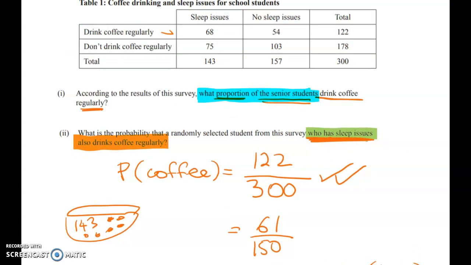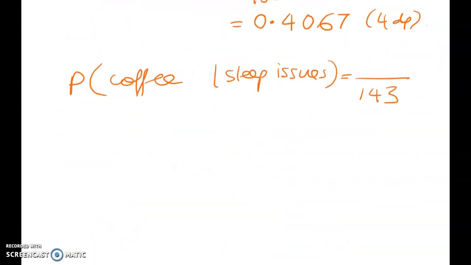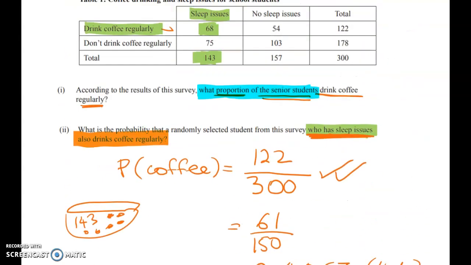And we're saying out of those 143, how many drink coffee regularly? So that means that they have to do both of those things, have sleep issues and drink coffee regularly. It's going to be 68 out of 143. I can leave it like that, or I can change it to 0.4755. Okay, that's the first part done.